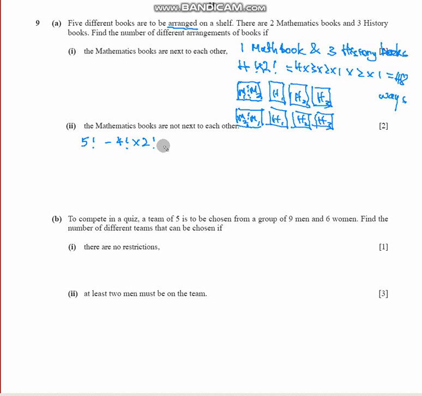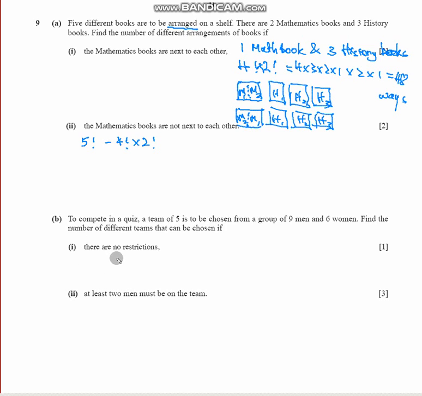This one is all the various combinations. This one includes the two books together and the two books not together. Now I minus away where the two books are together. What remains will be the arrangements whereby the two mathematics books are not next to each other.